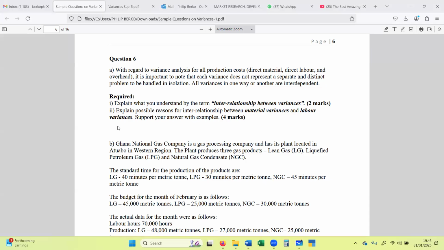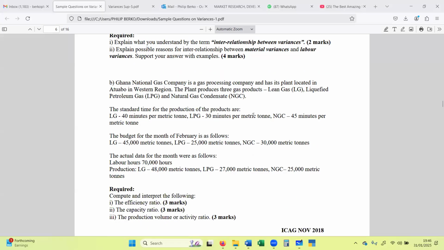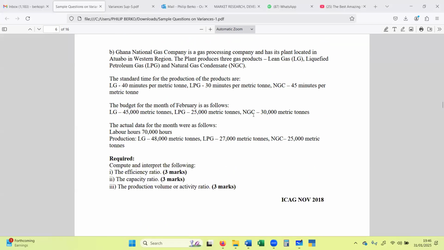All right. So you can equally go to the market for material. Okay, let's continue. I think you understand. So you can also go and read and get a better understanding. Now let's go to B.